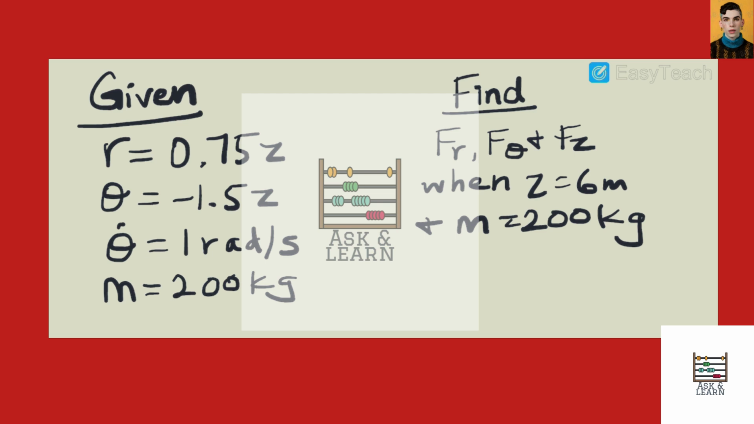What we're asked to solve for is Fr, F theta, and Fz, so the components of the reaction force in the r, theta, and z directions that are exerted on the car by the track when z equals 6 meters. And as stated here, the mass of the passengers in the car is 200 kilograms. The way we're going to go about solving this problem is by using our knowledge of normal and tangential motion, in the r, theta, and z directions, and by using Newton's second law to develop equations of motion to solve for these forces. So let's go ahead and get started.